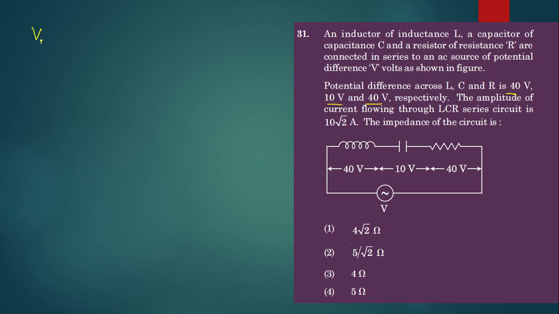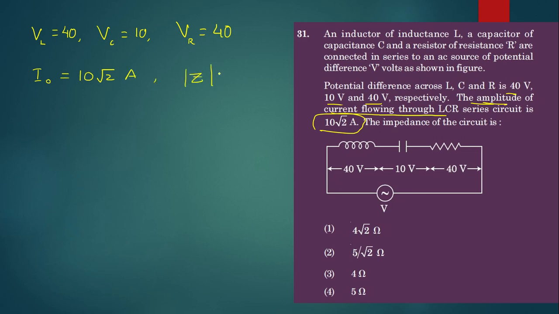So VL equal to 40, VC equal to 10 and VR equal to 40. The amplitude of the current through the LCR circuit is equal to 10 square root of 2. So this is equal to the peak current. Amplitude of the current means the peak current. And we are supposed to calculate the impedance. Impedance means the magnitude of the impedance.